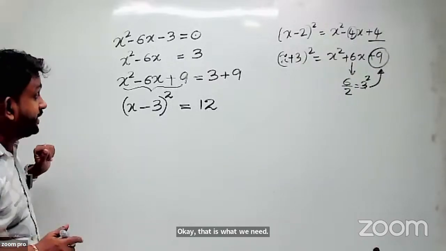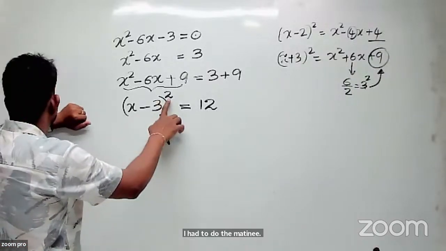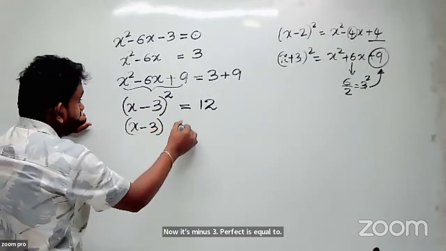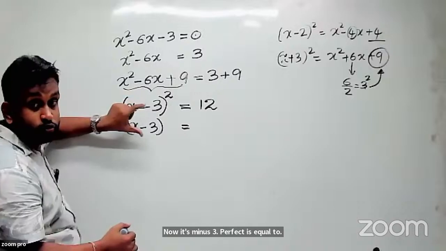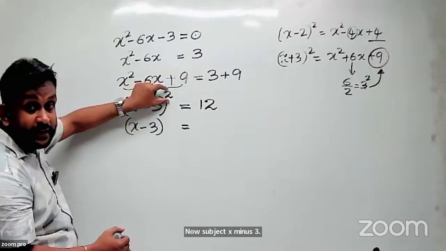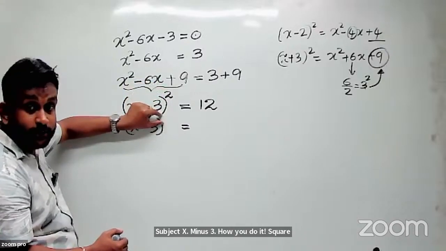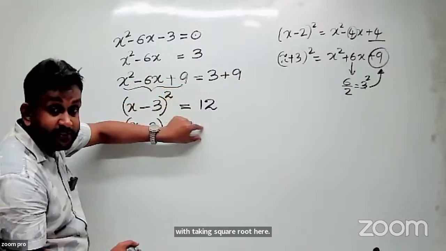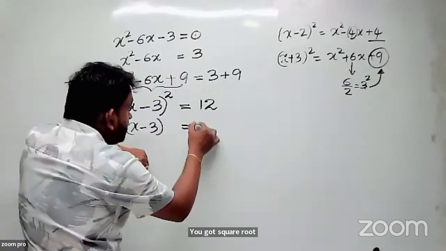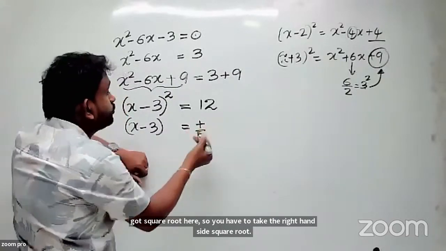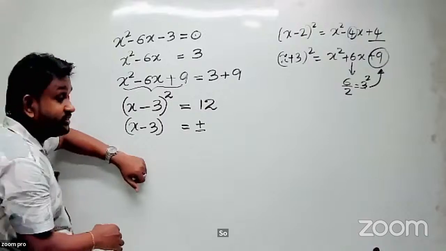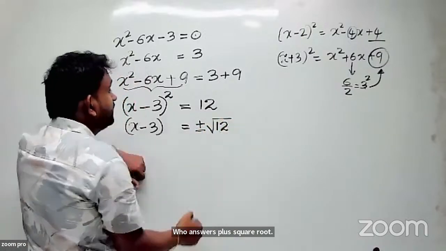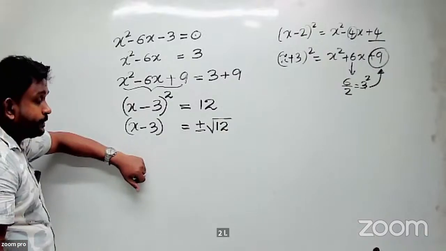Any doubts? You can ask. Now, (x − 3)² = 12. Now subject x − 3. How do you do it? The square is cancelled by taking the square root here. You have to take the square root of the right-hand side as well. When you take the square root, you have plus or minus answers: two answers, plus or minus √12. That is the second step.